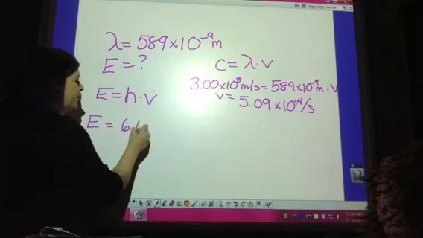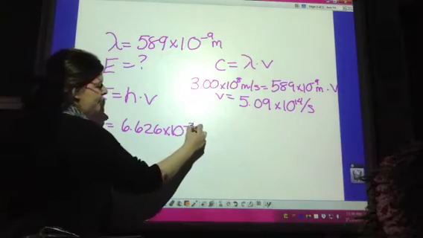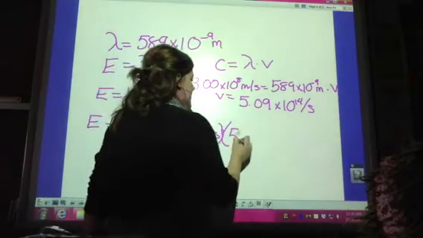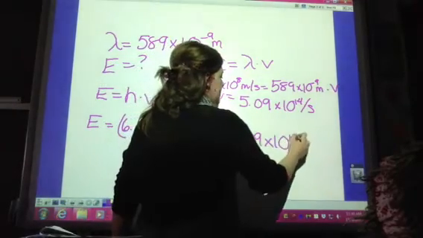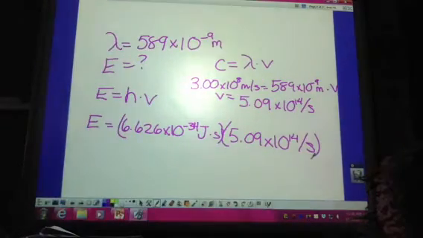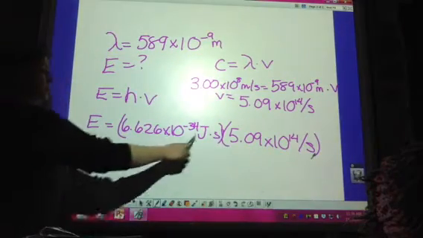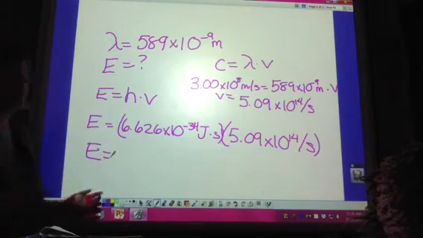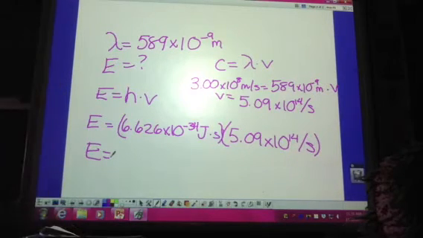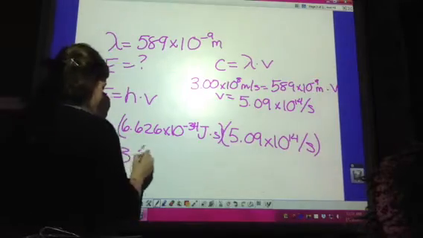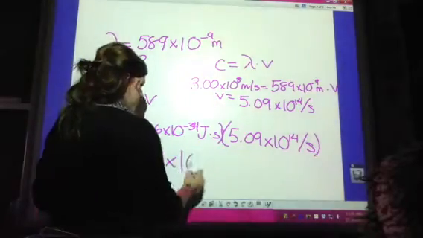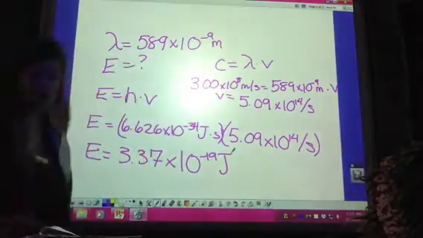So I'm going to take 6.626 times 10 to the negative 34th joule seconds. There's Planck's constant. We're going to multiply that by my frequency that we just found, 5.09 times 10 to the 14th per second. So I see here my seconds are going to cancel out. Energy we know is in joules, so that makes me happy because then that dimensional analysis worked out well. So that would give me 3.37 times 10 to the negative 19th joules.